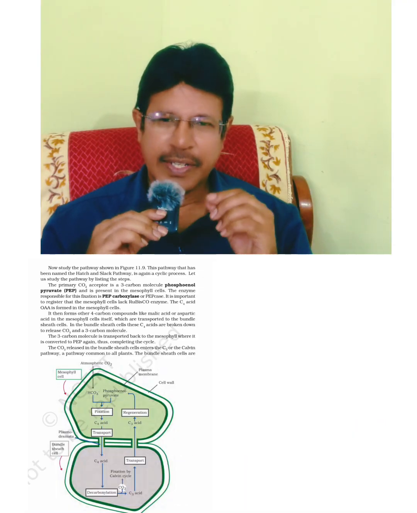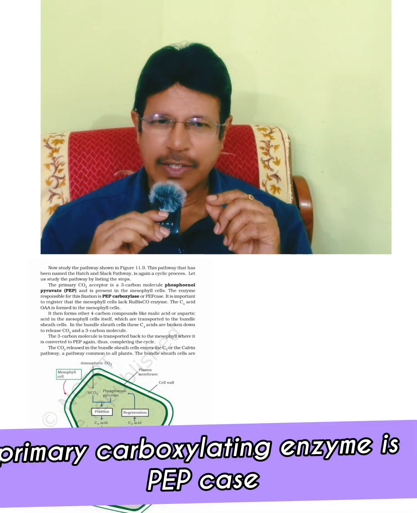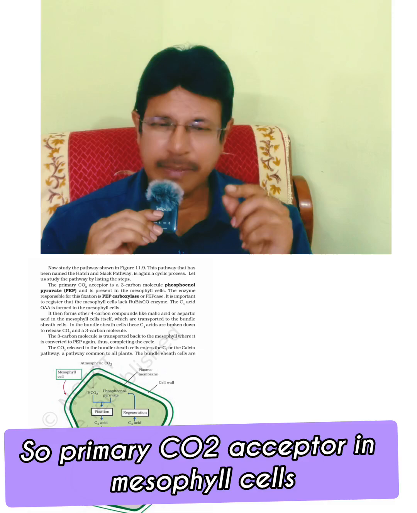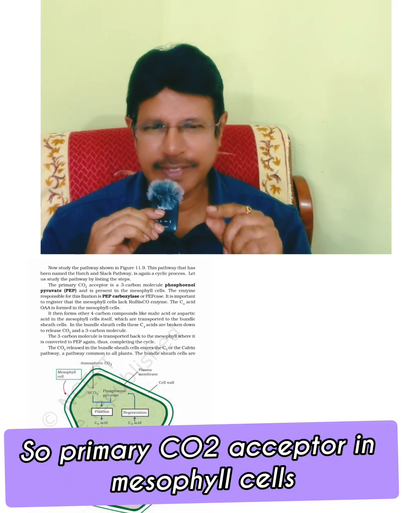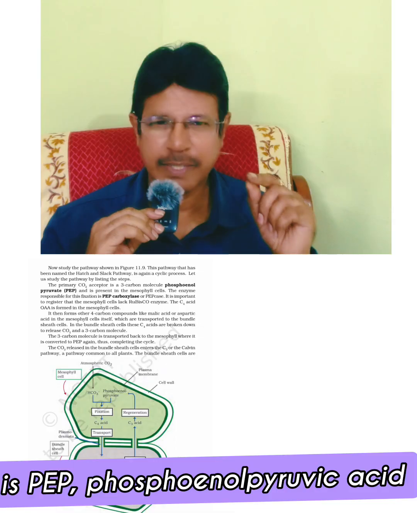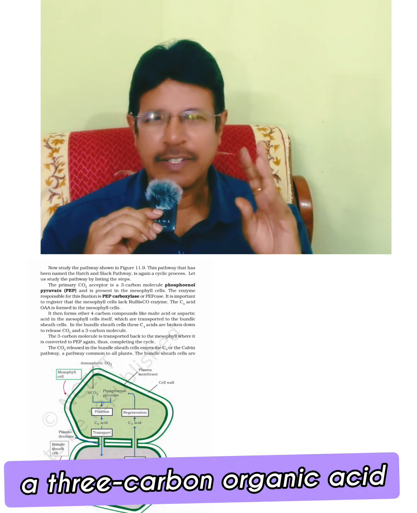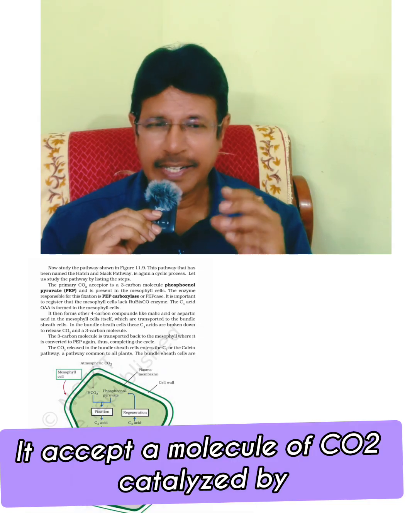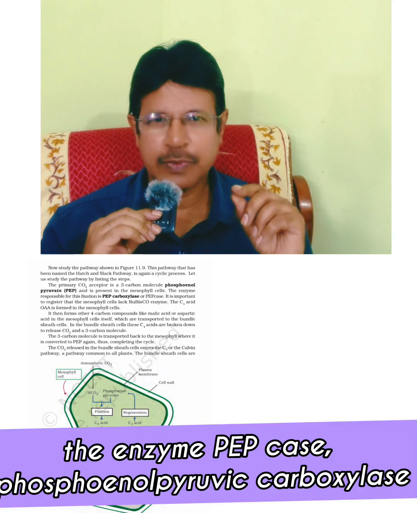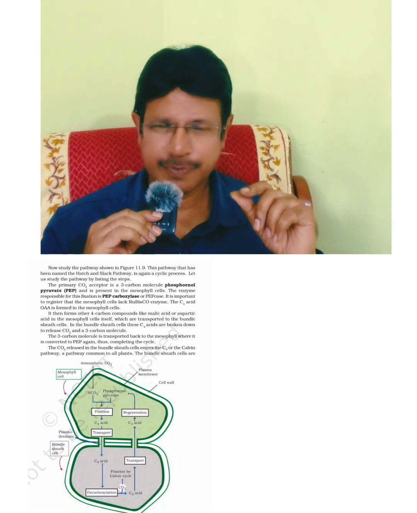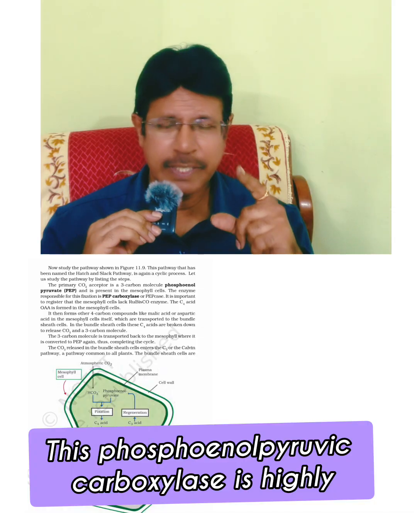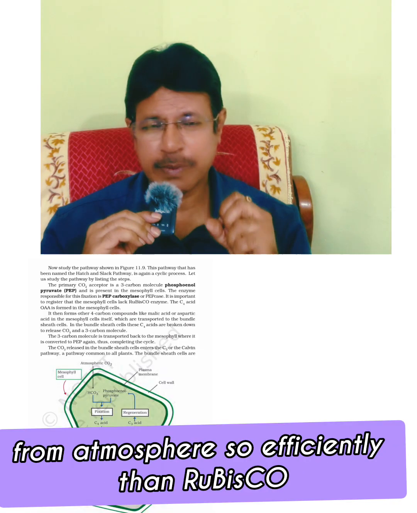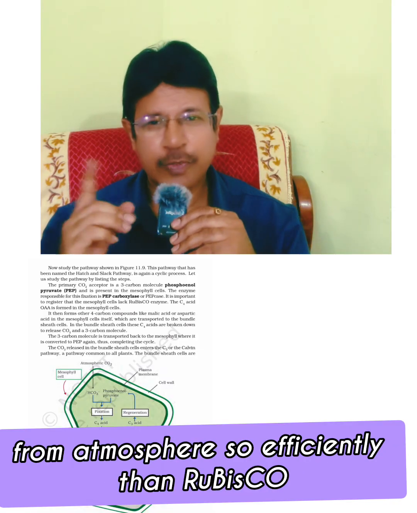Next, the primary carboxylating enzyme is PEPcase in the mesophyll. So the primary CO2 acceptor in mesophyll cells is PEP, phosphoenol pyruvic acid, a 3-carbon organic acid. It accepts a molecule of CO2 catalyzed by the enzyme PEPcase, phosphoenol pyruvic carboxylase. This PEPcase is a highly efficient enzyme, removing carbon dioxide from the atmosphere more efficiently than rubisco.